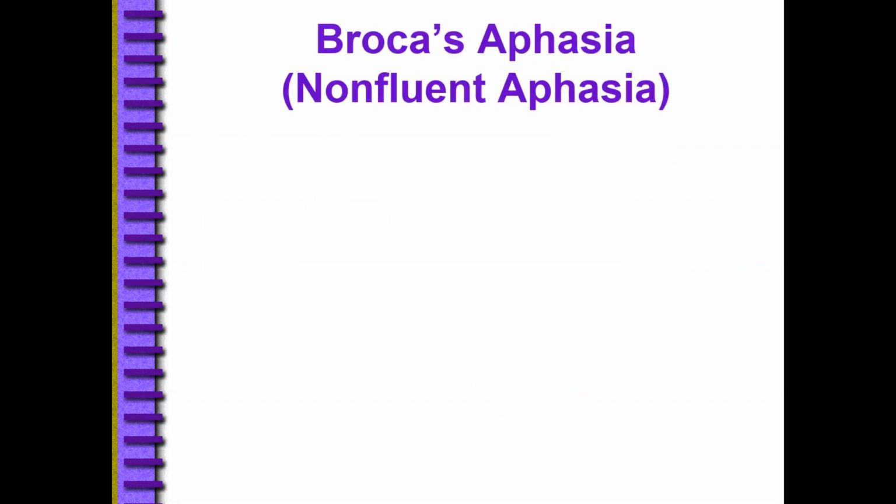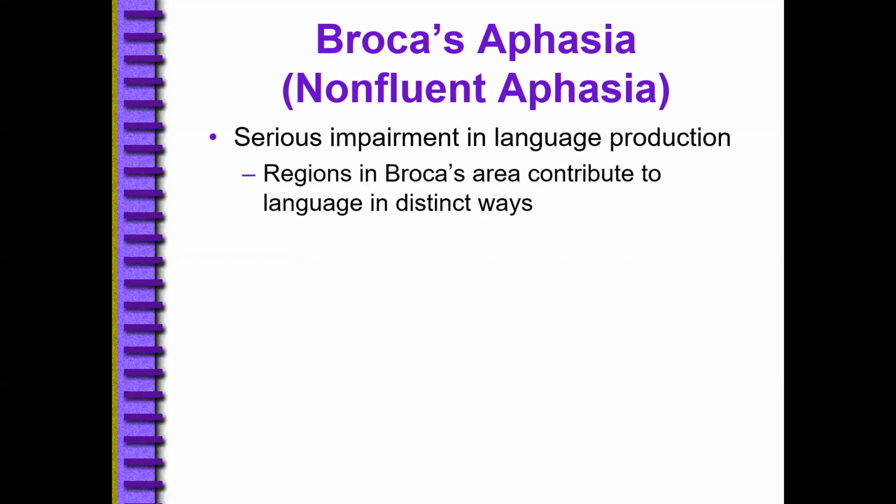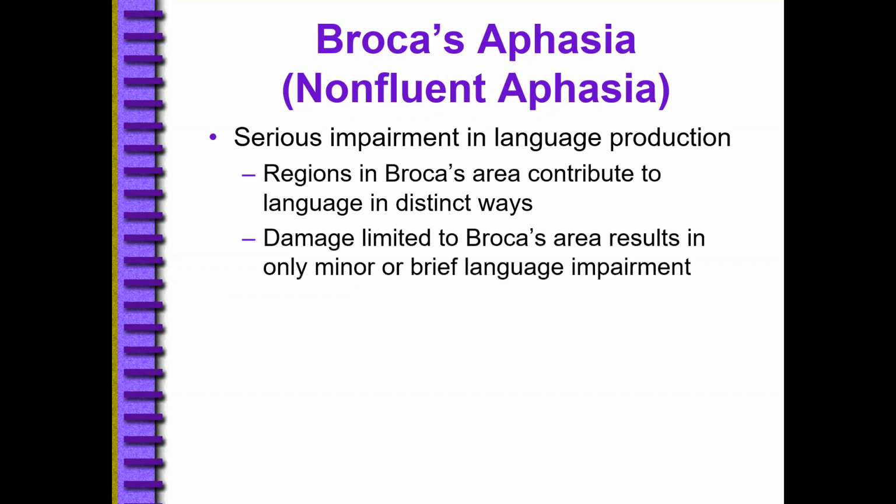When there's damage to Broca's area, Broca's aphasia, we also call this non-fluent aphasia. The big problem here is in language or speech production. We can think about regions in Broca's area contributing to language in different ways. If the damage is limited only to Broca's area, that can result in minor or maybe even brief language impairment.